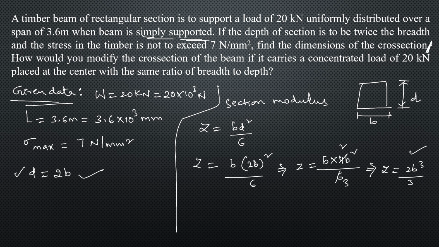So whatever we solved is still here, till this part. But now he's asking, how would you modify the cross section? Means how would the values of B and D change when a point load of 20 kilonewton is placed at the center with the same ratio of breadth to depth? Means he's saying, now as we put a UDL, no? Now he's saying the same simply supported beam is replaced by a 20 kilonewton point load at the center. He is asking, how would your values of B and D change?